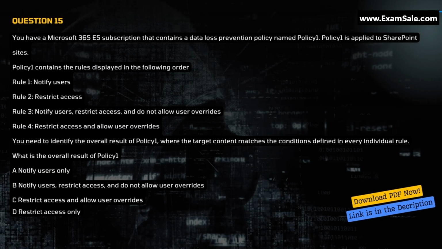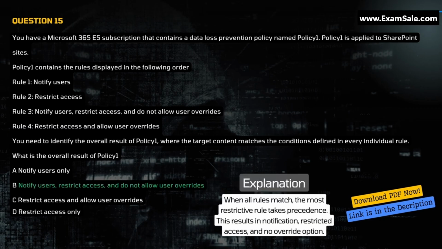You need to identify the overall result of Policy 1, where the target content matches the conditions defined in every individual rule. What is the overall result of Policy 1? A. Notify users only. B. Notify users, restrict access, and do not allow user overrides. C. Restrict access and allow user overrides. D. Restrict access only. Correct answer is B. Explanation. When all rules match, the most restrictive rule takes precedence. This results in notification, restricted access, and no override option.